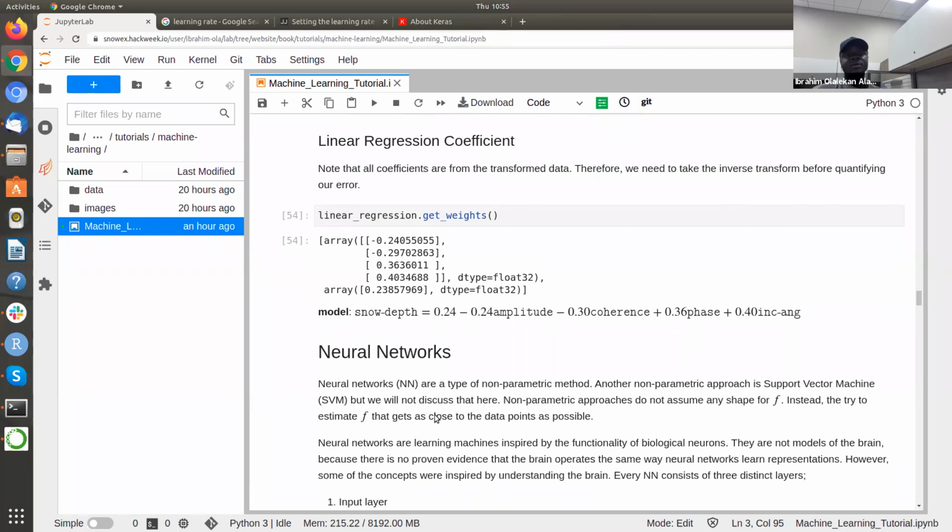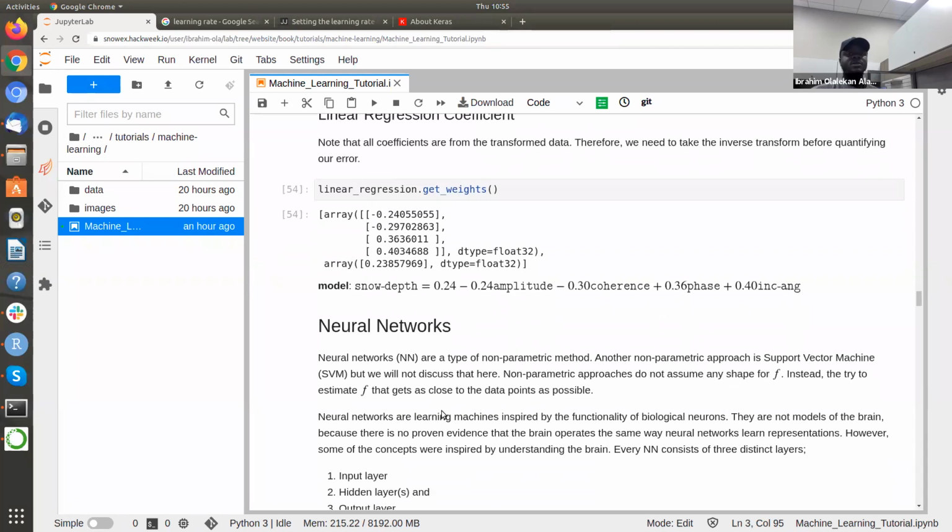And then the second model is going to be neural networks. Neural networks are a type of non-parametric method. Another non-parametric method is support vector machines. We have boosted trees and the likes. But here we're not going to talk about them. We're just going to limit our discussion to neural networks.